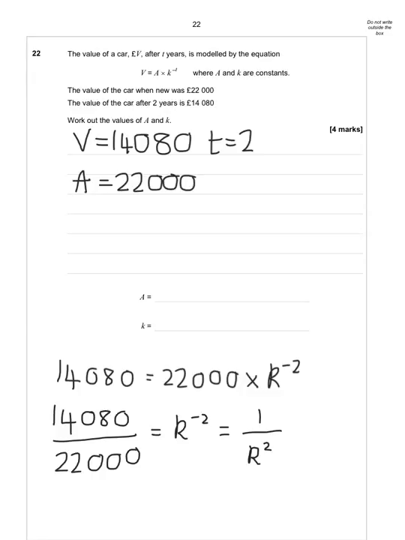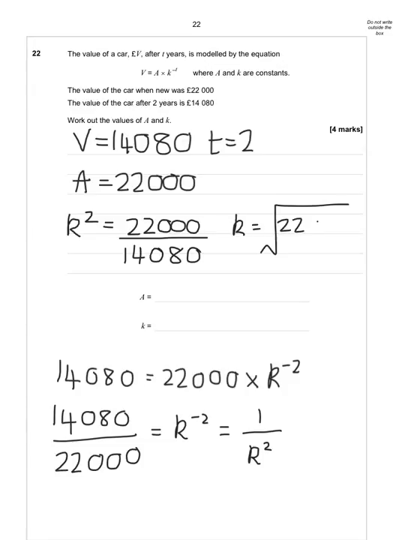Now then, if I flip both sides, that gives me that K squared is equal to 22,000 over 14,080. So to find the value of K, we have to find the square root of this, because that's the inverse of squaring a number. So I type that into my calculator, and it'll tell me that K is 1.25. And A, I figured that out, that was 22,000. That's the starting price.